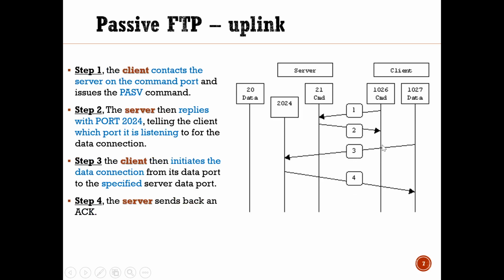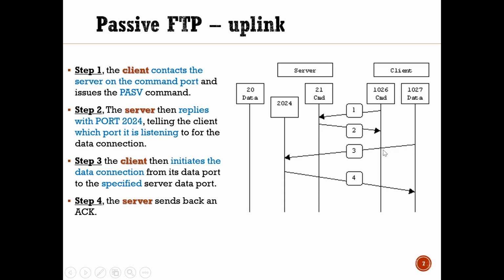In the other way, when we talk about passive FTP, first the client contacts the server on the command port and issues a passive command, telling the server that this is a type of passive communication. Then the server replies with the port. Here the server is the one suggesting the port, not the client. The server tells the client, I want you to use that port in order to retrieve your data.